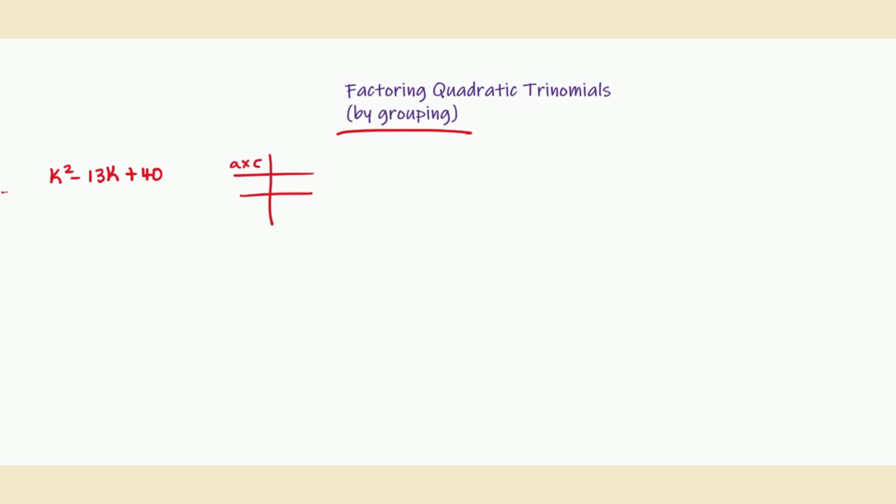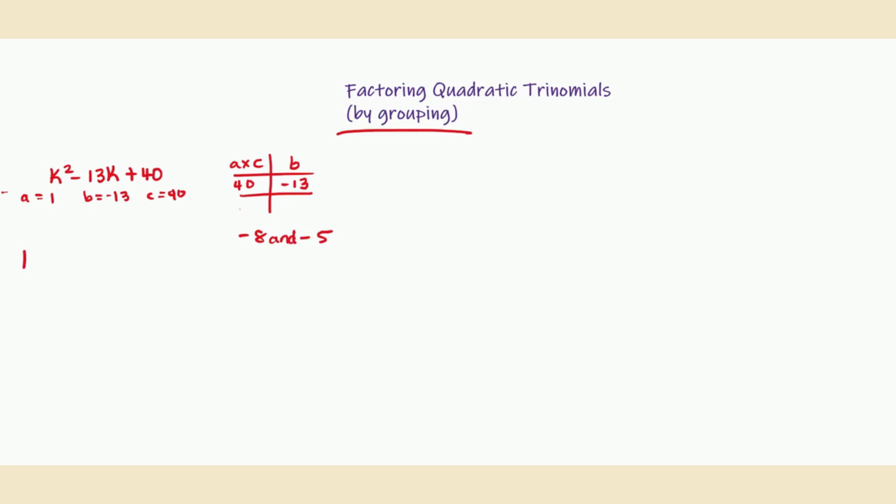And we can set this up the same way, so that a is 1, b is negative 13, and c is 40. So we established before that a times c was 40, b was negative 13, and so the numbers we were looking for were negative 8 and negative 5. I'm going to show you what to do with those in order to then factor by grouping.